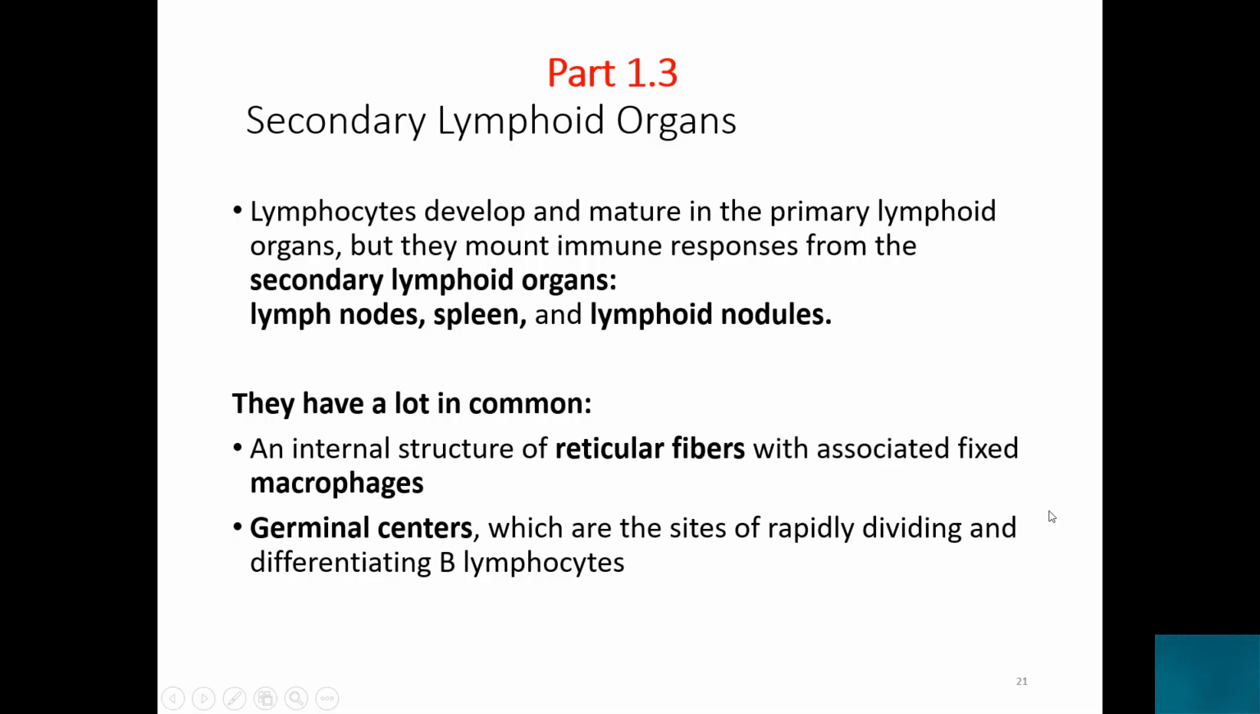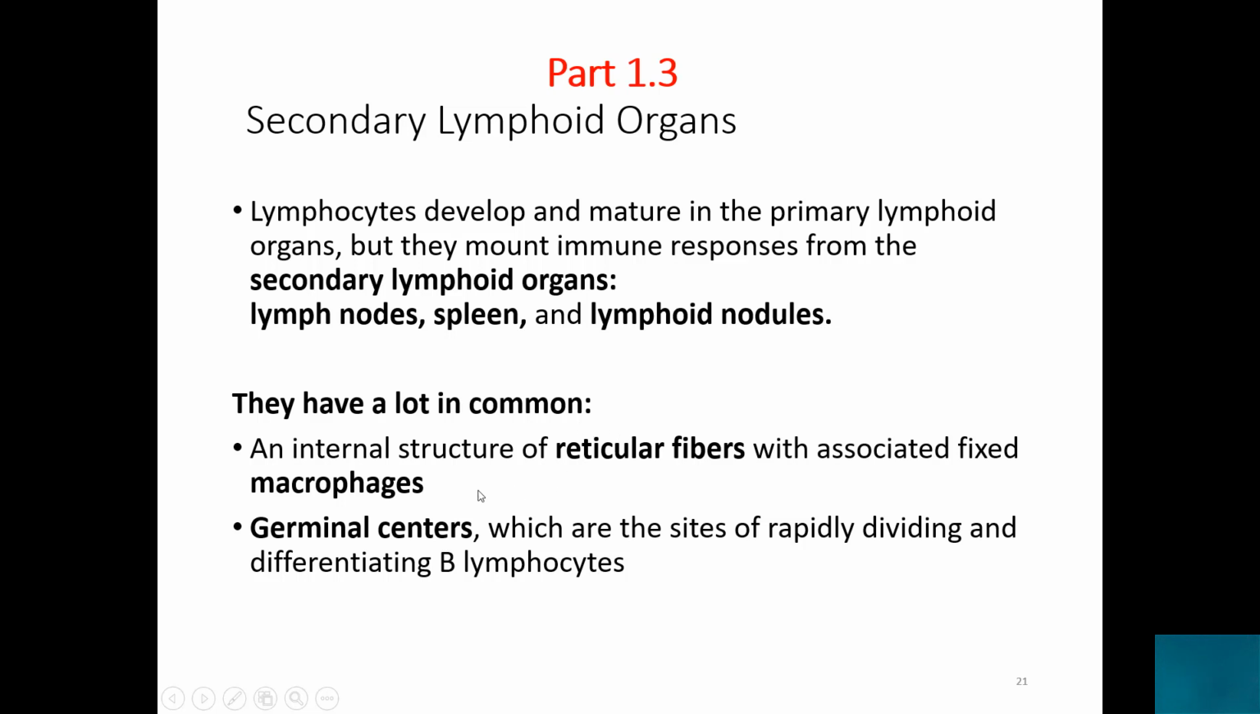Secondary lymphoid organs. So primary lymphoid organs would be bone marrow and thymus, where T and B lymphocytes are born and where they mature. But where they mount immune responses, where they do their job, that is called secondary lymphoid organs: lymph nodes, spleen, and lymphoid nodules. Those organs have a lot in common.